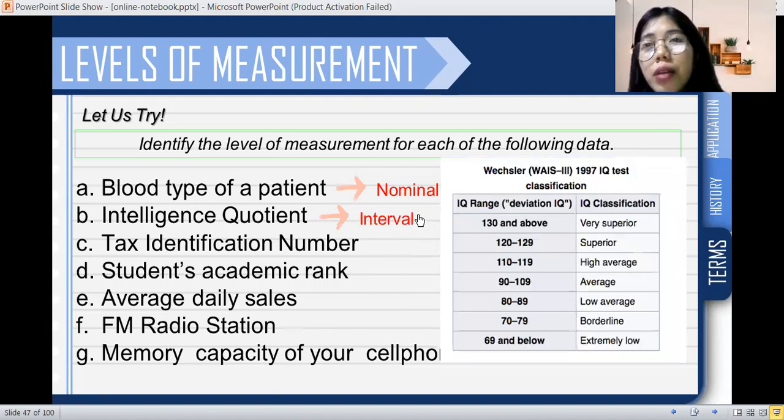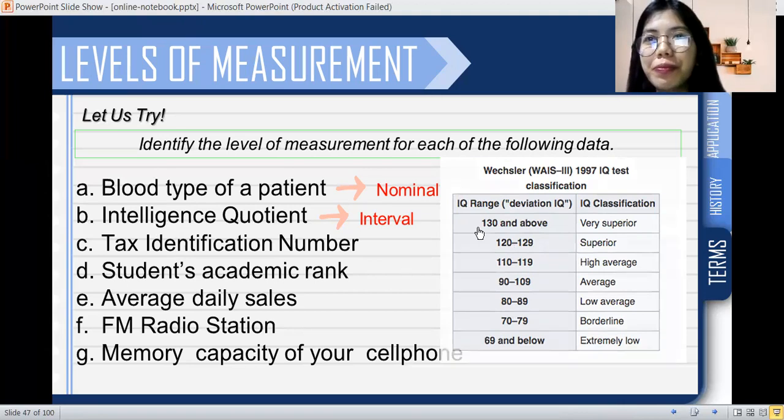This one is interval. Bakit po? Dahil yung 0, eto po yung example natin, kapag sinabing 0 yung intelligence quotient, that doesn't mean na wala kang alam or napakababa masyado yung ating intelligence quotient. Meron pa rin siyang intelligence, however, ayun nga po, napakababa lang.